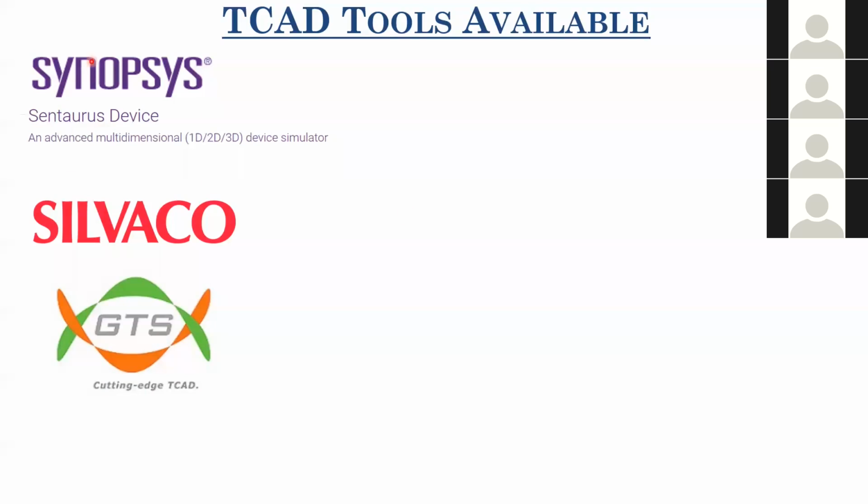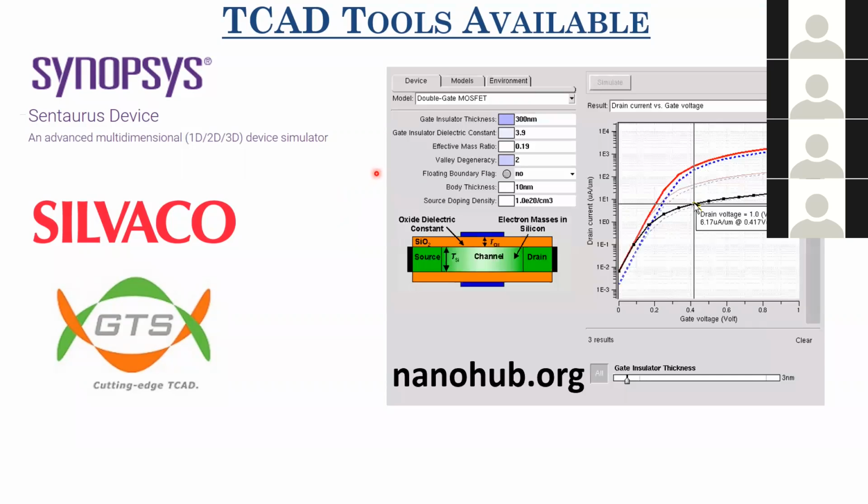However, in the recent versions of Synopsys, they're also incorporating those models. Almost all the simulators nowadays come with some good NEGF solvers or, I would say, quantum correction models. So you can even use them for simulations of devices below 7 nanometer technology or 5 nanometer technology.